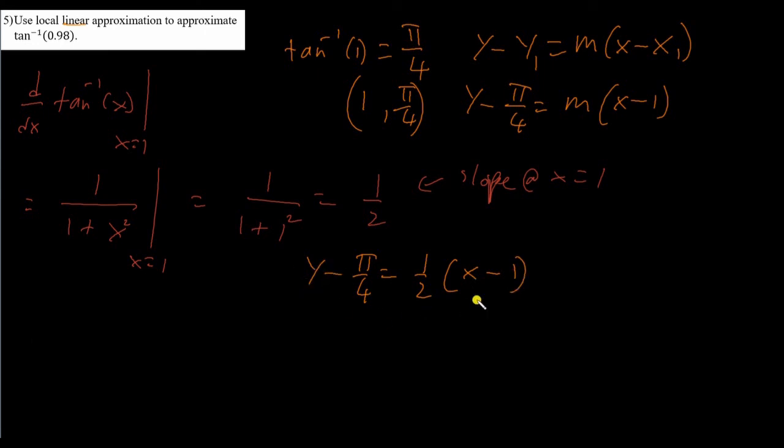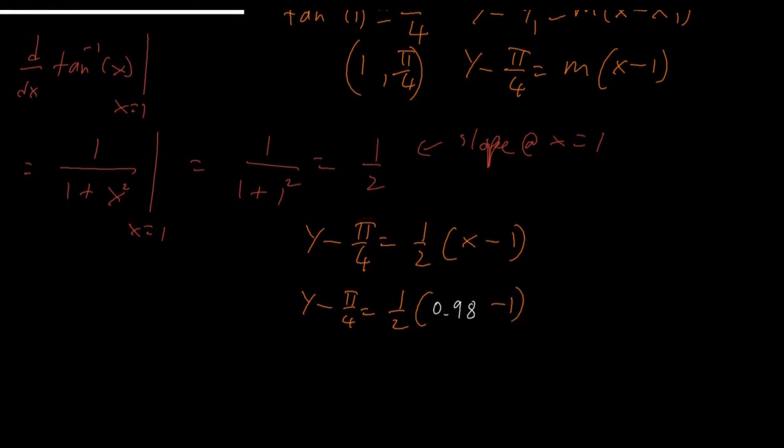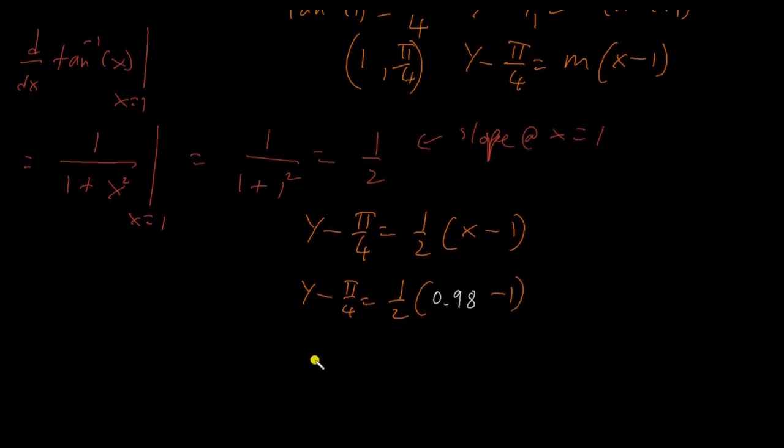Okay, so once you've done this, you're pretty much there. You're almost at your answer. We want to use this to approximate the inverse tangent of 0.98. So I want to take this x value and plug it into my equation. So y minus pi over 4 is equal to 1/2 times 0.98 minus 1. And the y value that comes out of this is going to be the approximation.